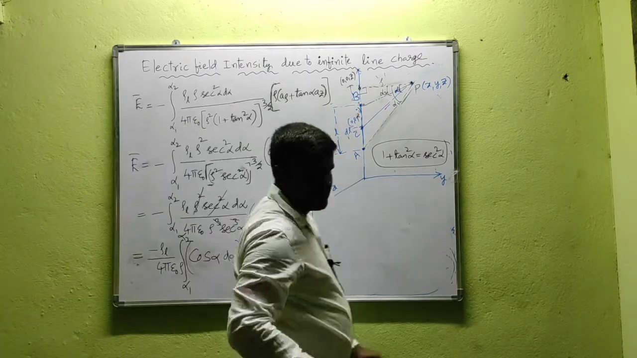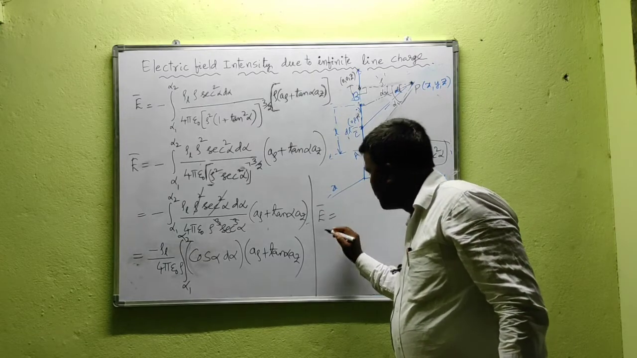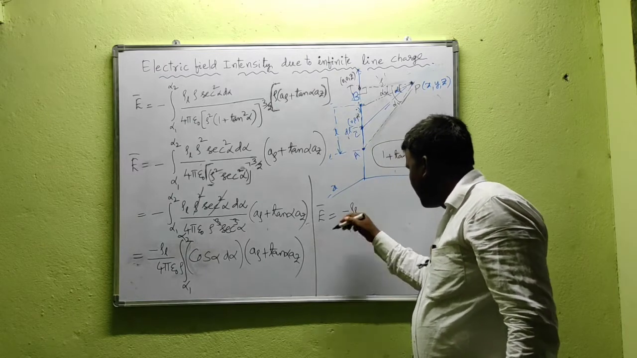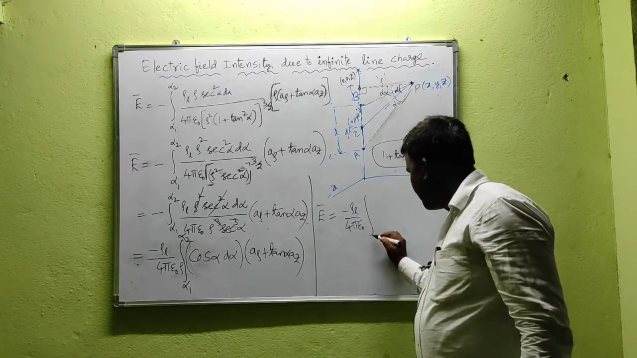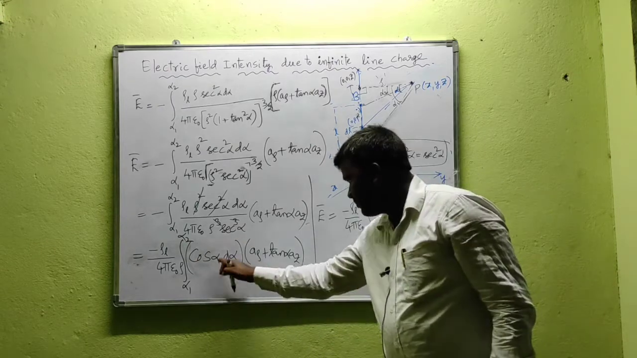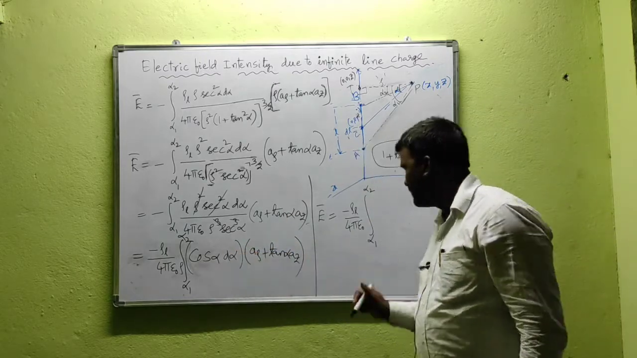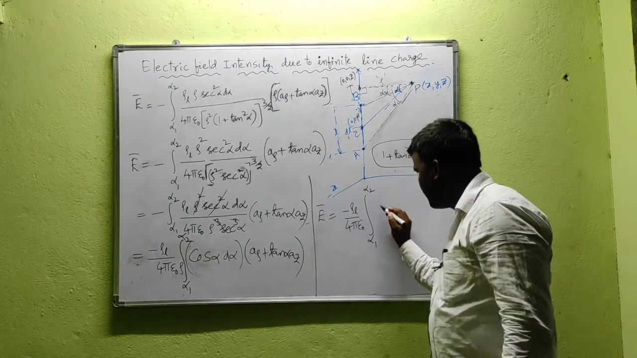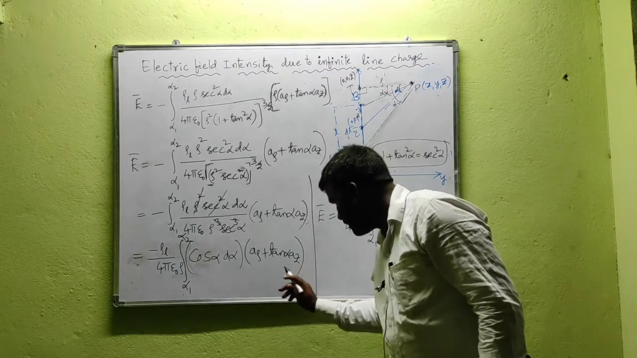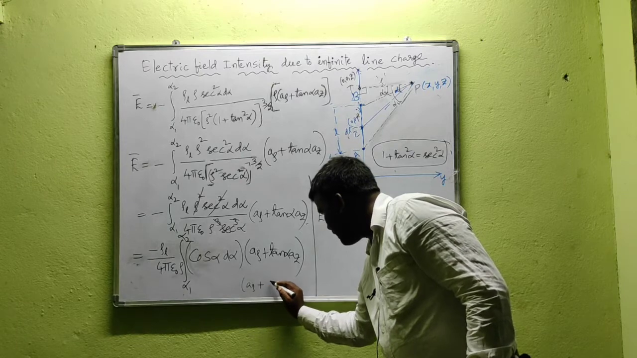Now we can write E bar is equal to minus rho L by 4 pi epsilon naught. These are the constants, that's why written outside of the integration. We have integration with respect to alpha 1 to alpha 2. I will write this d alpha at the end, that is cos alpha into a rho. What about this tan alpha? Tan alpha can be written as sin alpha by cos alpha.